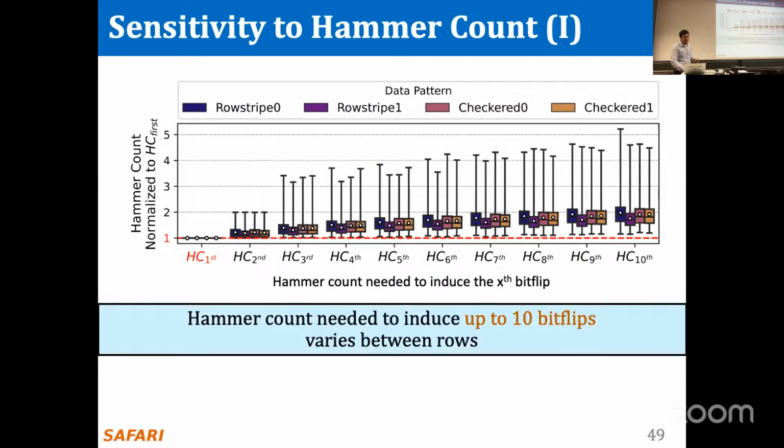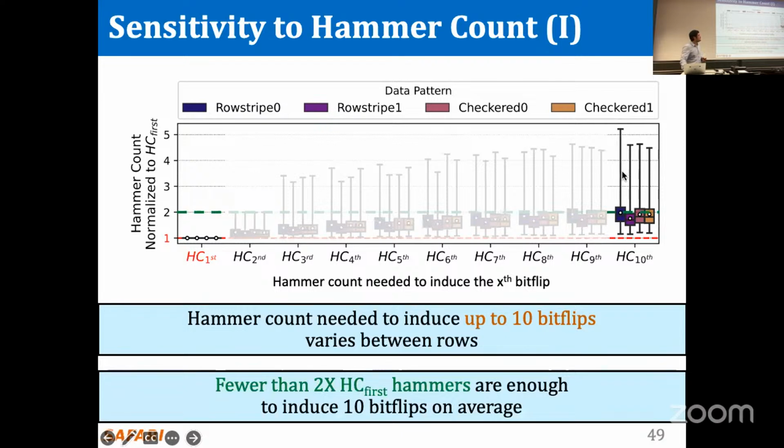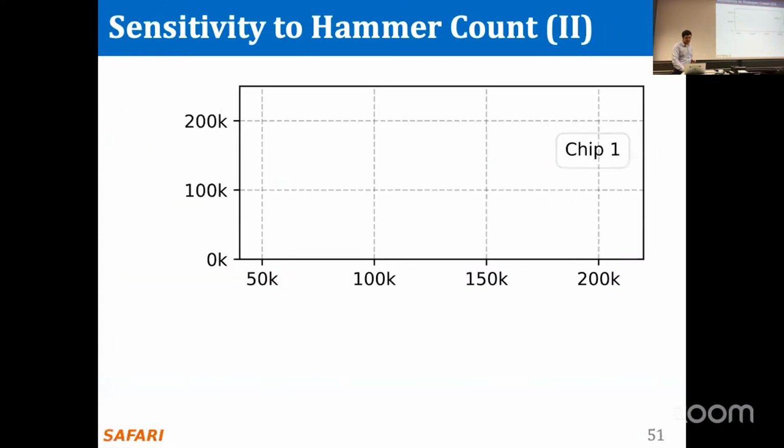We observe that the hammer count needed to induce up to 10-bit flips varies across rows. The whiskers of the box show you the degree of that variation. So you have a row where you can induce 10-bit flips with only as few as 1.2x-ish HC first hammers. But you also have other rows where it takes 5 times HC first hammers to induce 10-bit flips. And on average, fewer than 2x hammers are enough to induce 10-bit flips. That's the green line. Now the second takeaway.